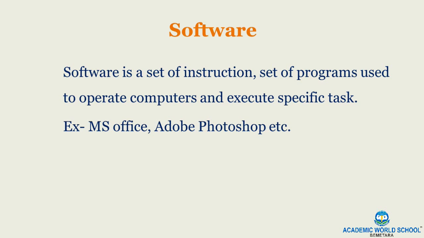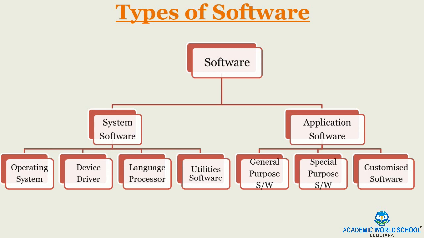The next slide is about different types of software. There are two types of software: the first one is system software and the second one is application software. Before starting that, I want to ask you what you mean by system.